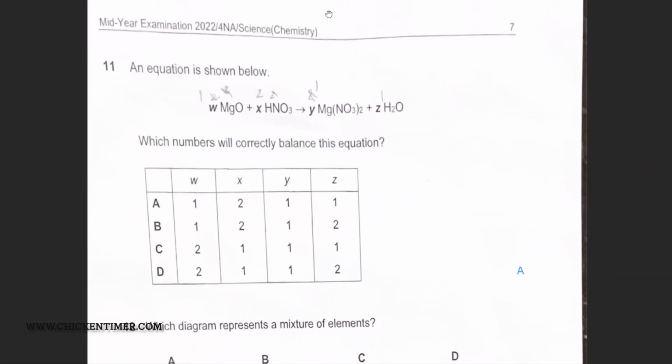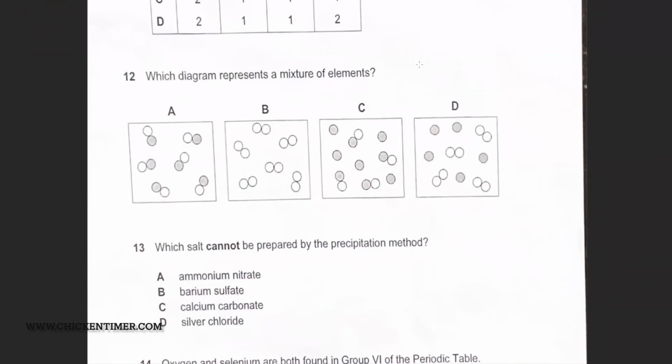Okay. So you say it's 1, 2, 1, 1. So there will be 1 magnesium here, 1 magnesium here. Mg. Then oxygen cannot. So this one there are 2 of them here. NO3 settled. Then 2 hydrogen here, 2 hydrogen here. Yeah, next one. At least do 12.